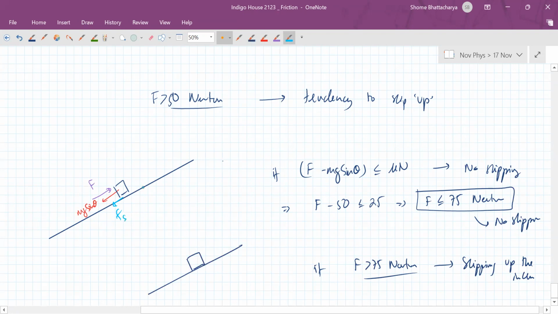So if this is static friction, the acceleration will be 0. So that is this case. Whereas in this case, the force we are applying becomes more than 75 newtons. Then we will not be able to prevent the slipping. So the friction acting will be kinetic friction equal to mu N. And there will be acceleration like this.